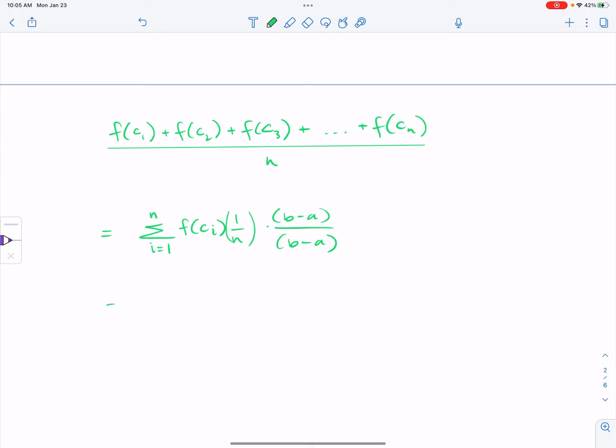well, now we're getting closer, right? So this could be thought of as times 1 over n. And then if we pull 1 over b minus a out, let me move this over. f of c sub i times, or sorry, that would be b minus a over n.